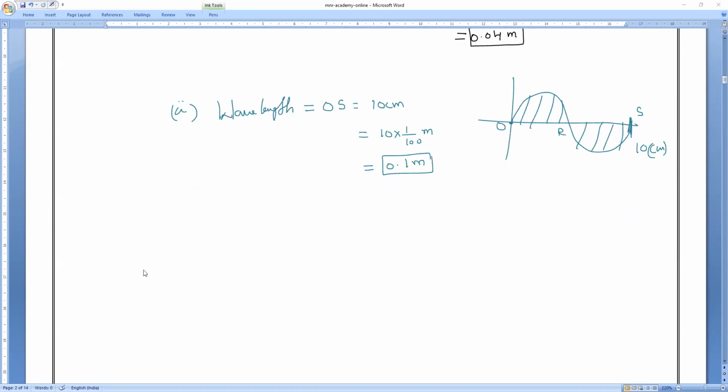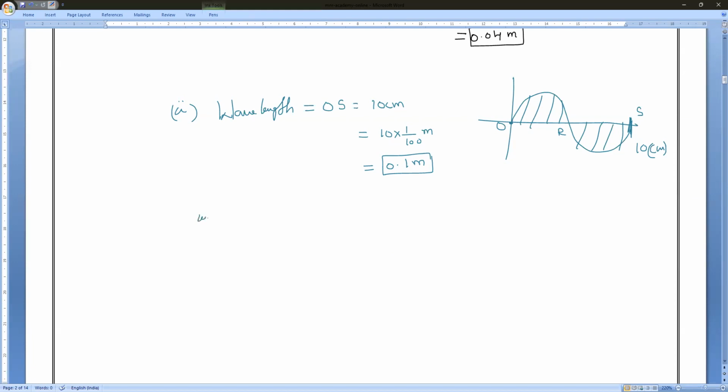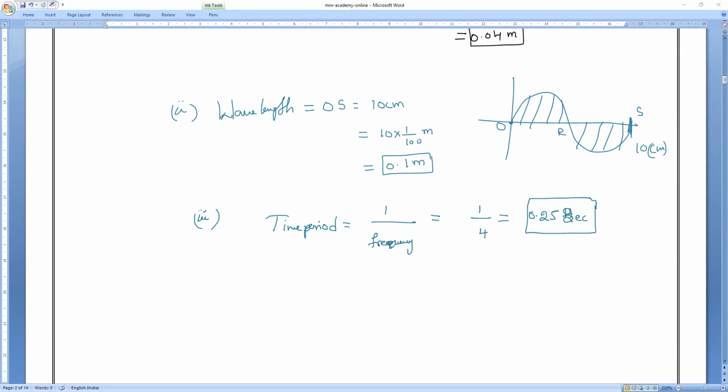Now, time period. Time period is equal to what is the formula, Kishore? Everybody? Time period equals 1 by frequency. So 1 by frequency, what is the frequency? We got it already, 4. 1 by 4 means 0.25 seconds. That's all. Clear, everyone?